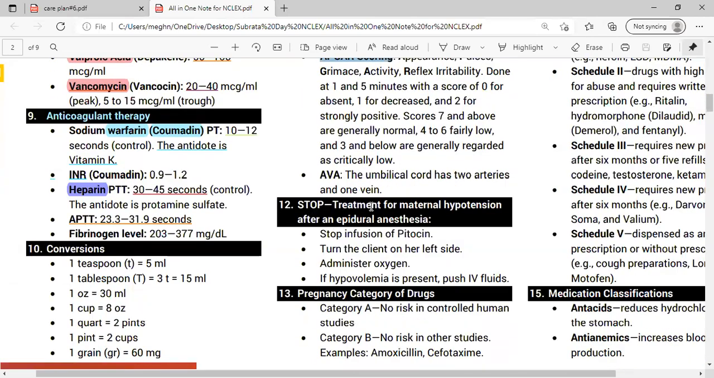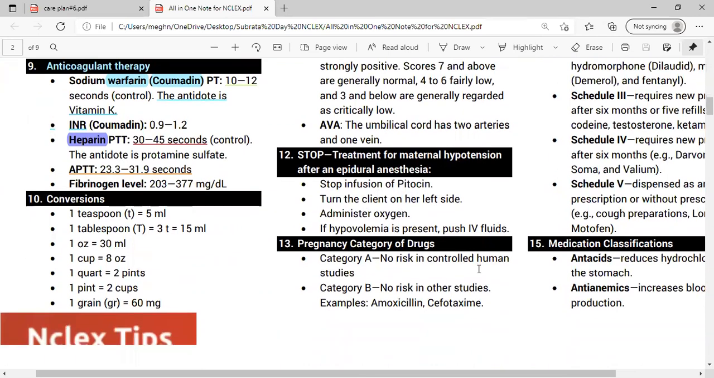For treatment of maternal hypotension after epidural anesthesia, we should stop the infusion of ketone, right? In case of hypotension after epidural anesthesia, also turn the client on her left side, administer oxygen, and if hypovolemia is present, give IV saline or IV fluid.